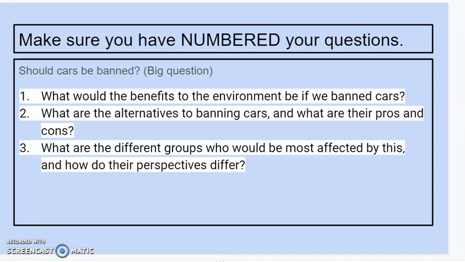The first thing you need to do is make sure you've numbered your research questions. This is because later in your data chart, you will have to write what number question was answered. So here is my example for should cars be banned? My three research questions are: one, what would the benefits to the environment be if we banned cars? Two, what are the alternatives to banning cars and what are their pros and cons? And three, what are the different groups who would be most affected by this and how do their perspectives differ? So that's my questions and I've given them each a number.